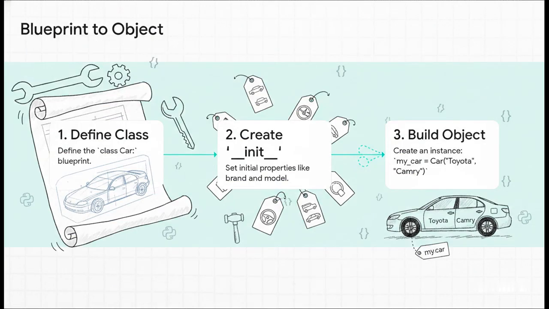And here's how that looks in actual Python code, broken down into 3 simple steps. First, you lay down the blueprint using the class keyword. Easy enough. Second, you create this special __init__ method. Think of this as the initial setup instructions. When you build a car object, this is what runs to give it its brand and model. And third, you actually build it. Just like that, my car is a real, living car object, an instance, fresh off the assembly line.